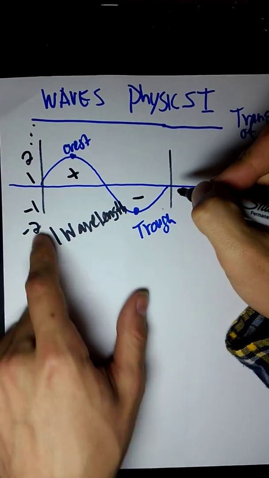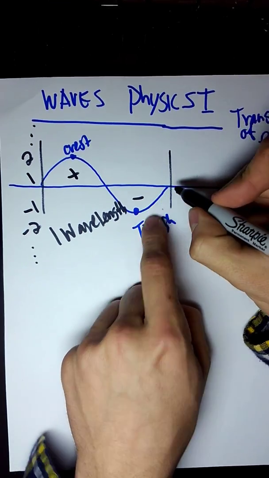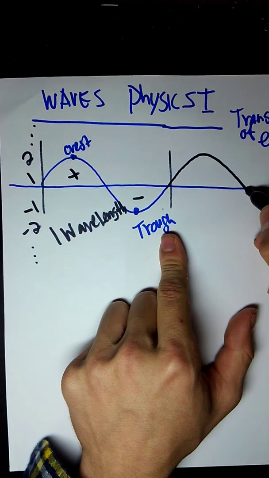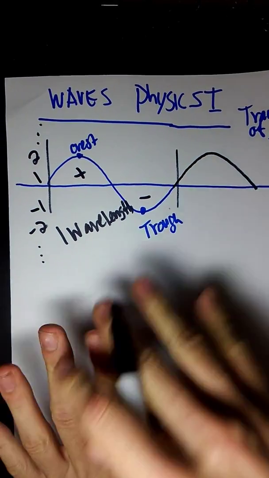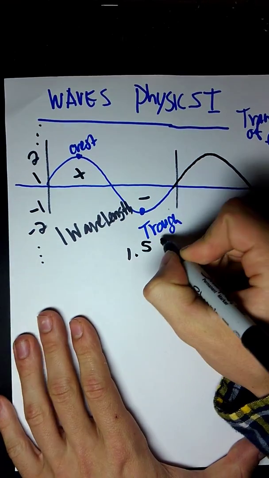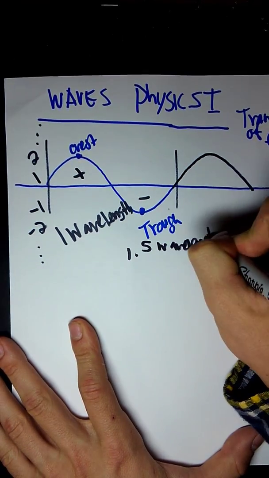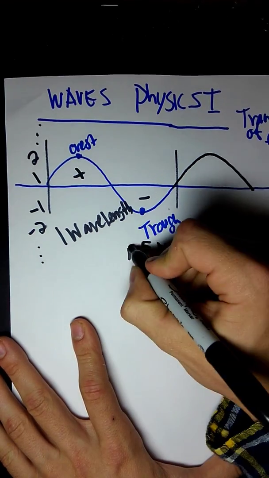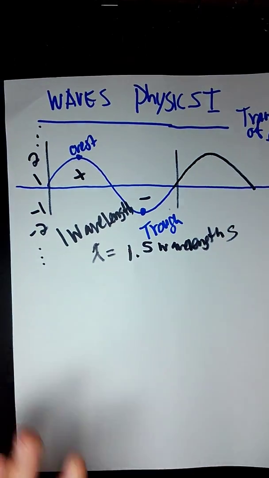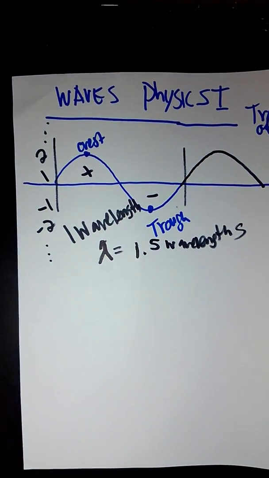So this is one wavelength because it goes positive and then negative and comes back to the original. If I continued this, that would be half a wavelength, not a period. So this is 1.5 wavelengths right here. Wavelength is represented by the Greek letter lambda, which looks like a squiggle with a line.